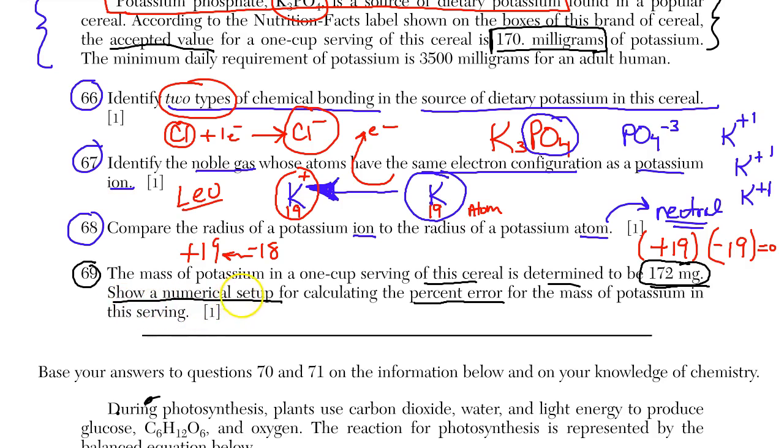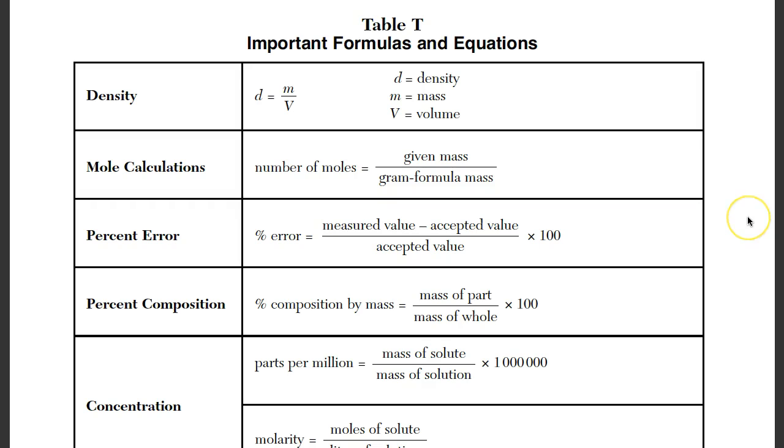So let's go to where we can find what the percent error formula looks like, because maybe you didn't know that you needed both the known value and the measured value. Okay, if there is a percent error, there's a formula to calculate the percent error. Let's go to table T. So here's table T in all its glory, and here we have our percent error formula, which is percent error is the measured value, that's from the experiment, minus the accepted, over the accepted times 100.